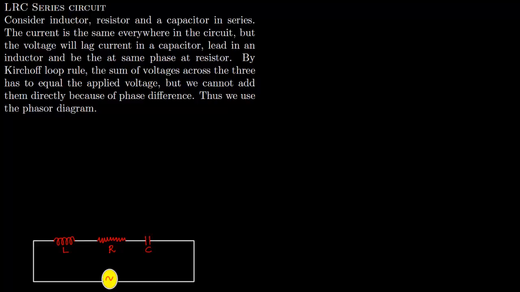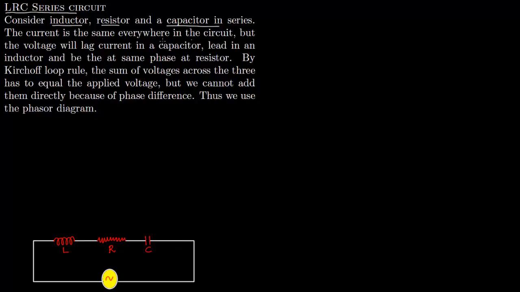We now talk about LRC series circuit. So consider inductor, resistor and a capacitor in series. So current is same everywhere in the circuit. So you can see this is a circuit and the current is everywhere the same in the circuit.